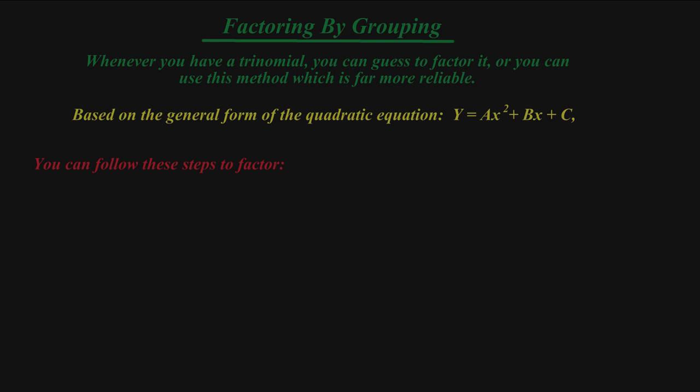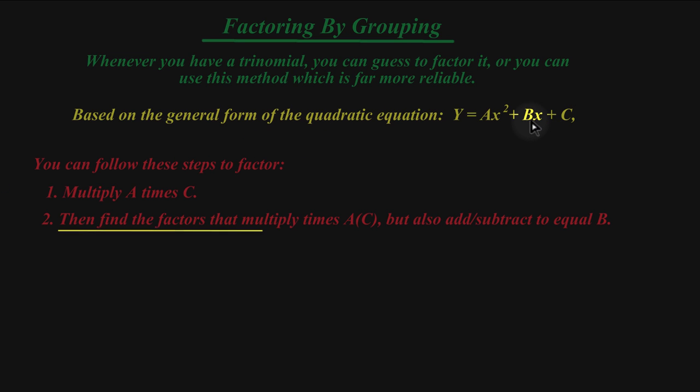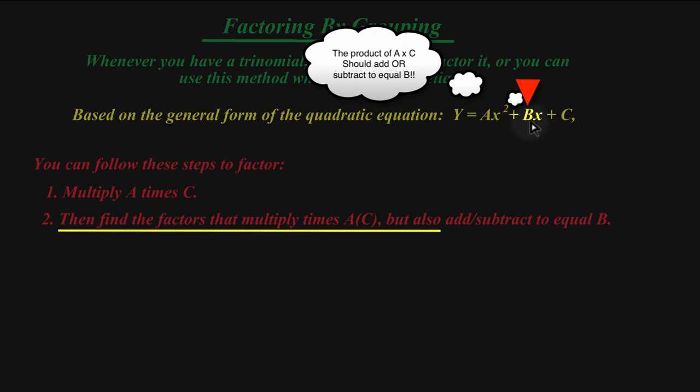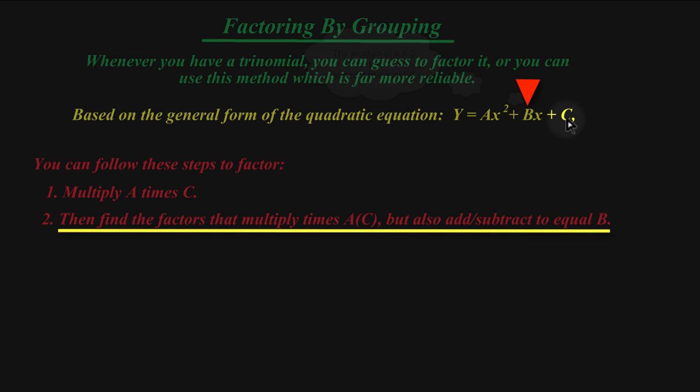First thing you're going to do is you're going to multiply the a times the c. And you're going to look for factors of a and c that add up to this middle term b. Again, a, the coefficient of the quadratic, times the constant. This is in the general form of a quadratic equation. And then they have to add up to this middle term.